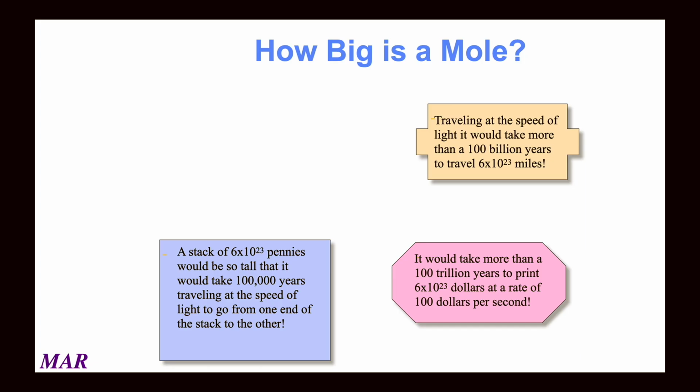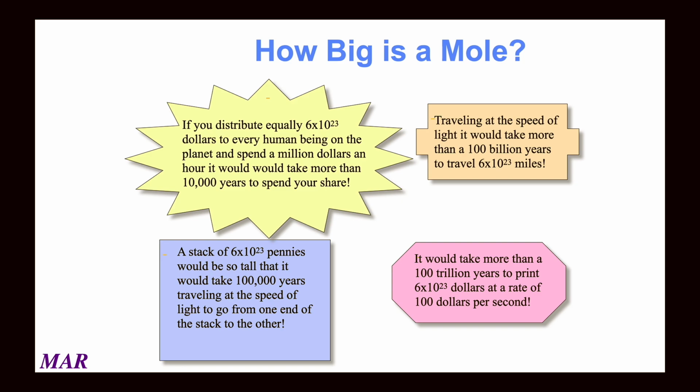And that's assuming that you're going the speed of light, which is huge, 2.998 times 10 to the 8th meters per second. And let's say that you had 6 times 10 to the 23rd dollars, and you wanted to be cool and spread them out to all the human beings on the planet. And then you want them to spend $1 million an hour. It would take more than 10,000 years just to spend your share. The goal of all of this is, first of all, just to go, whoa, I guess. But anyway, the goal is just to show you this is a massive number.